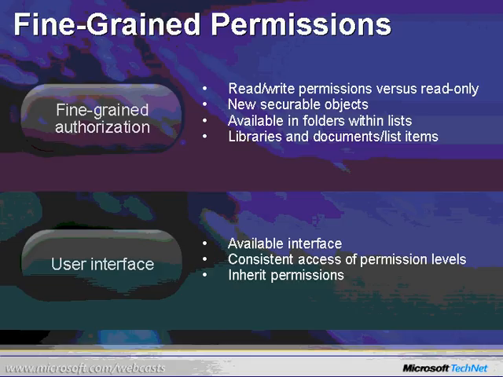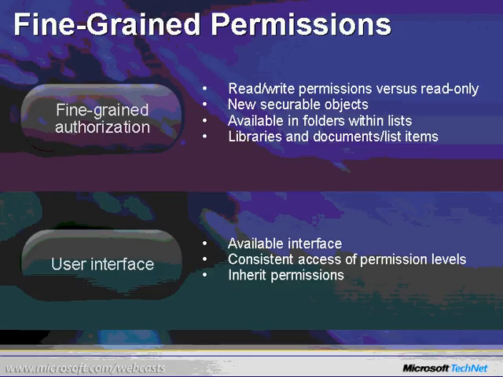So let's take a look. What does that mean exactly? Let's talk about that a little bit. If I want to perform more fine-grained authorization based on the roles of each user, for example, maybe I have one user who needs to have read-write permissions on an operation, while another would only require read access. With SharePoint 2007, there are various new securable objects available, such as websites and lists and libraries.